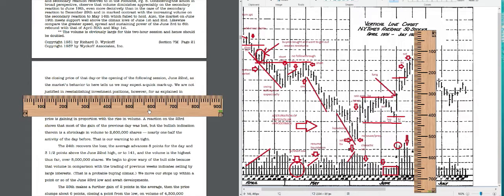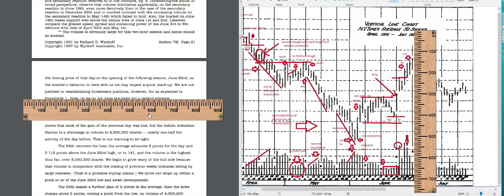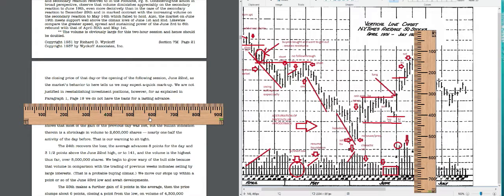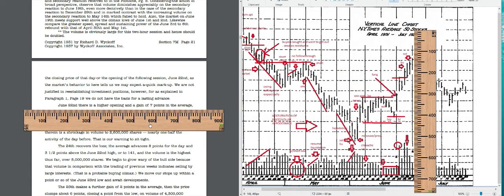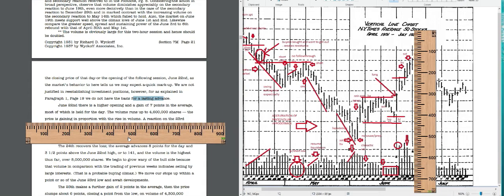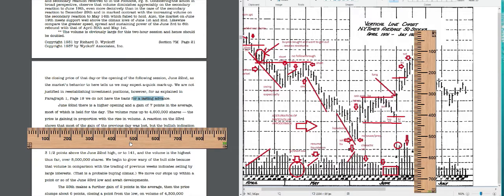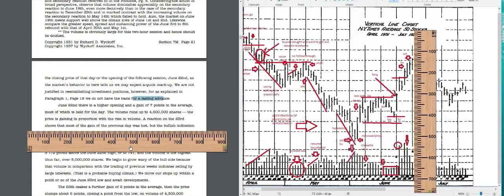So anyway, we are not justified in reestablishing investment positions. However, as explained in paragraph 1, we do not have the basis for a lasting advance. There's no base for a lasting advance. On June 22nd, there's a higher open, a higher gain. The price is gaining in proportion with a rise in volume. A reaction on the 23rd shows that most of the gain was lost.